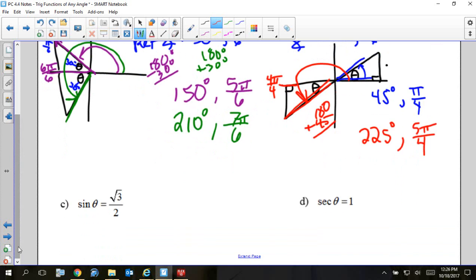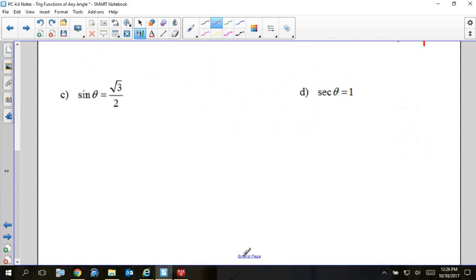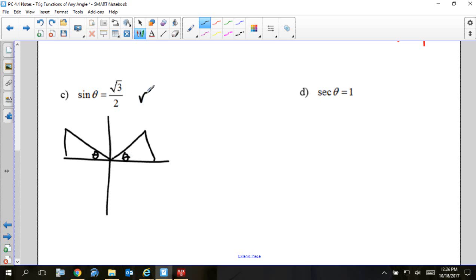We were on, well, you guys were just doing this on your own, and I went around and checked, but just to put it on the video, sine is positive in the first and second quadrant, so those are where our thetas are. I asked a few of you, what's the sine of 30 degrees? And you tell me 1/2. This is the sine of something is radical 3 over 2, so I know it's not 30 degrees. What is it going to be? 60 degrees. So that's our reference angle.